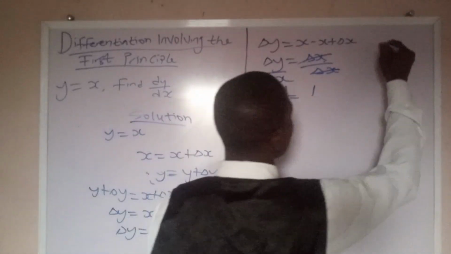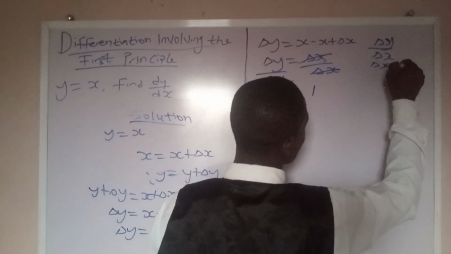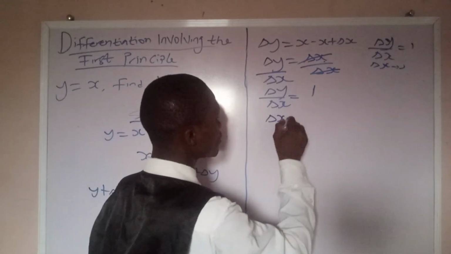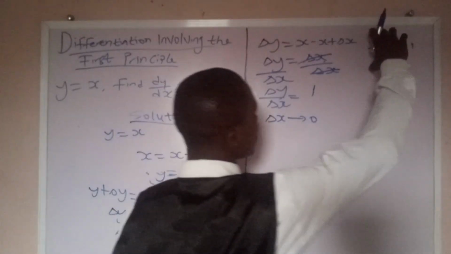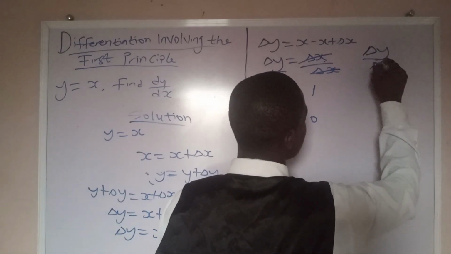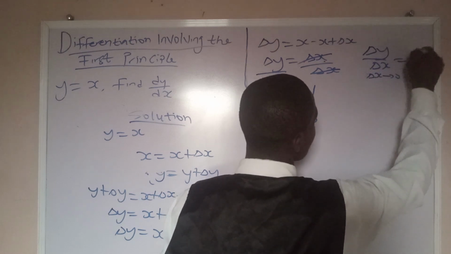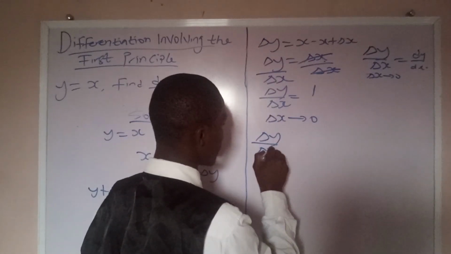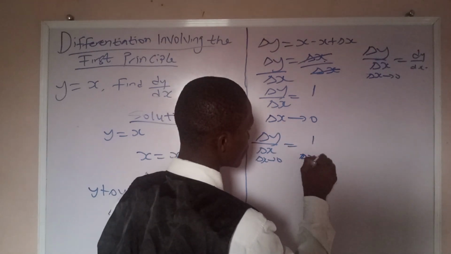There's a principle that says delta y over delta x, limiting delta x to 0 is equals to dy over dx. So the next step I'm going to take, I'm going to limit delta x to 0. So in the place of delta x, I'm putting 0 there. Let me write it very well so that you can see it. Delta y over delta x, limiting delta x to 0 is equals to dy over dx. So I'm going to have delta y over delta x, limiting delta x to 0 is equals to 1, limiting delta x to 0.